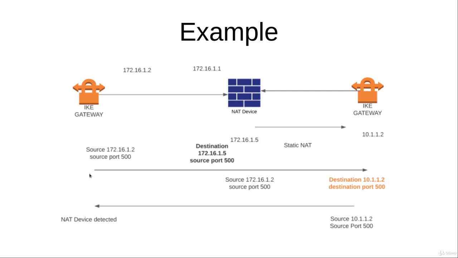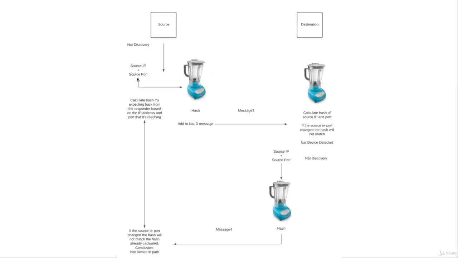In message 3, the initiator collects its source IP and port and runs them through a hash function. If the initiator has multiple interfaces, it does the same for all interfaces and creates a hash for each interface IP. It also adds the port in the hash. We will see why the port is added to the hash in a future lecture. The hash function outcome is then sent to the responder in message 3, in the NAT discovery fields.